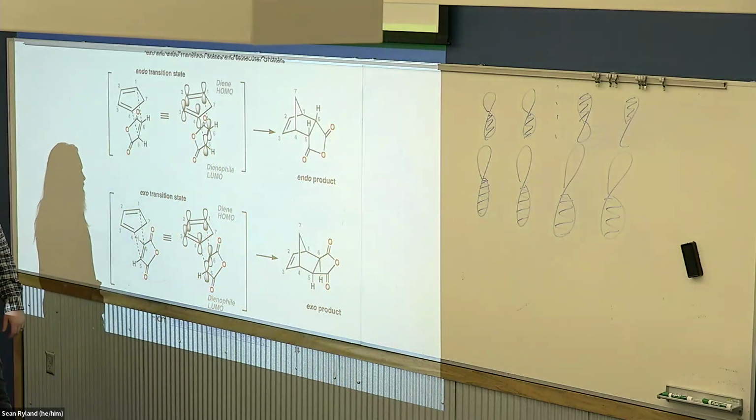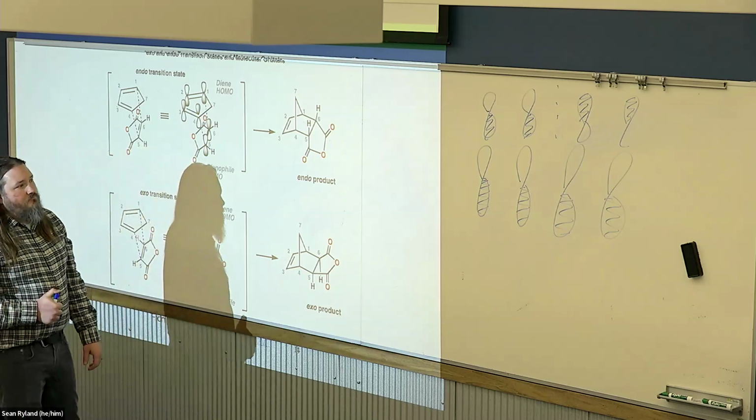Wait, because there's 4 electrons and 4 orbitals, why would we have them in the one with the one node?